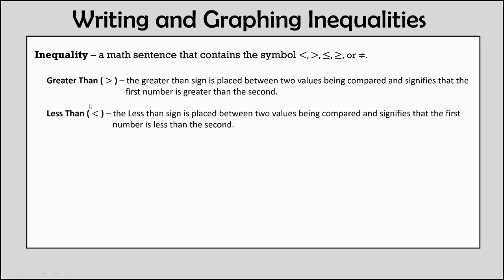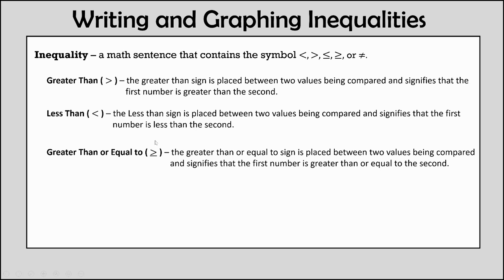Okay, so here's our less than symbol. When we use a less than symbol, we're saying the first number is less than the value of the second number. Greater than or equal to. Okay, now with this little equal to underneath, what we're saying is the first value is greater than the second value, or the first value could be equal to the second value. So it gives us a little bit more to work with.